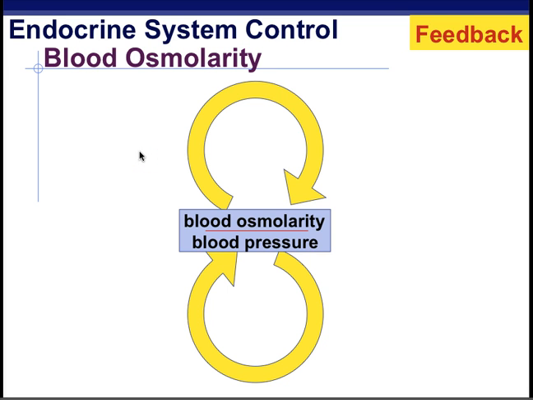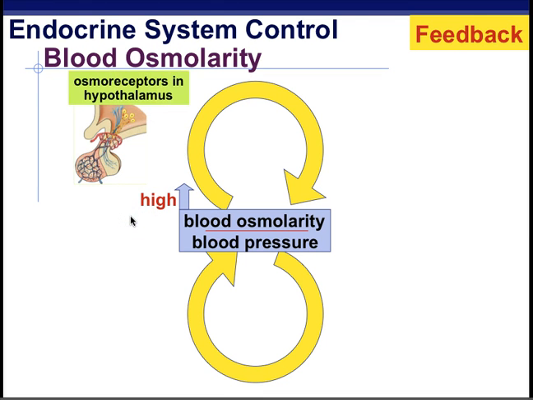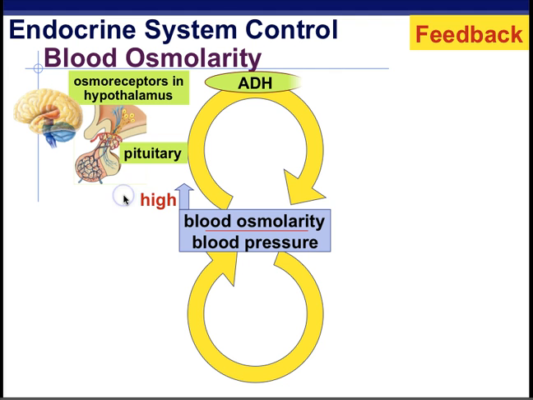Okay, so for blood osmolarity, your blood pressure. How do we maintain blood pressure? So, blood pressure is high. Again, we're talking about the hypothalamus in the brain. It has osmoreceptors to notice when blood pressure is high. This is showing us the region of the brain we're talking about. The pituitary gland is also involved to notice this.